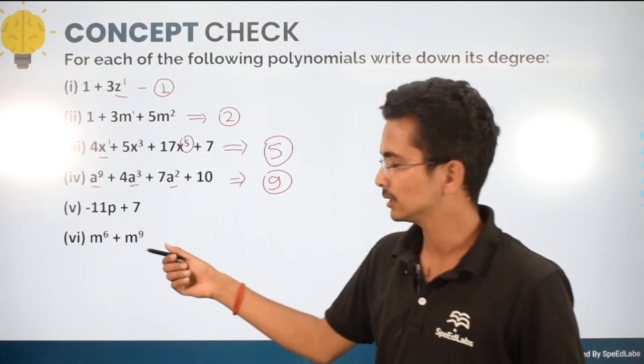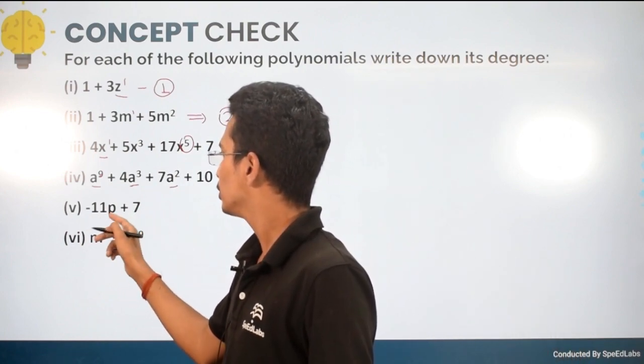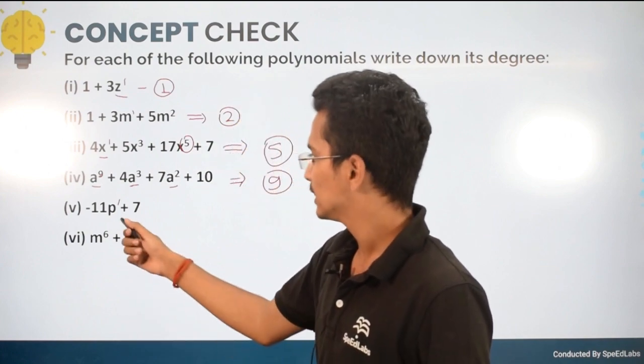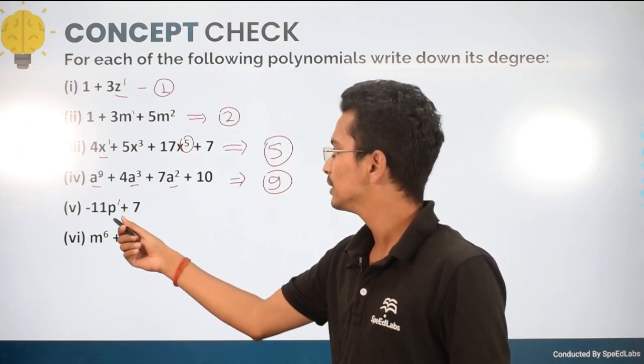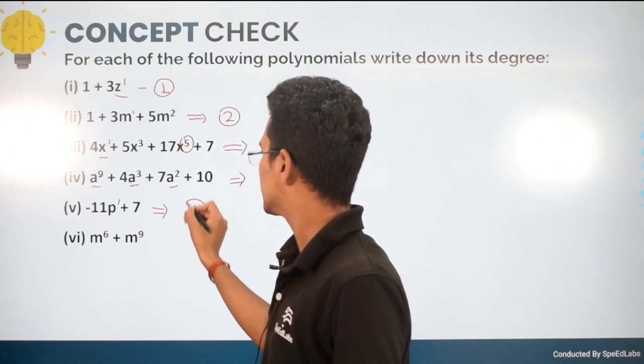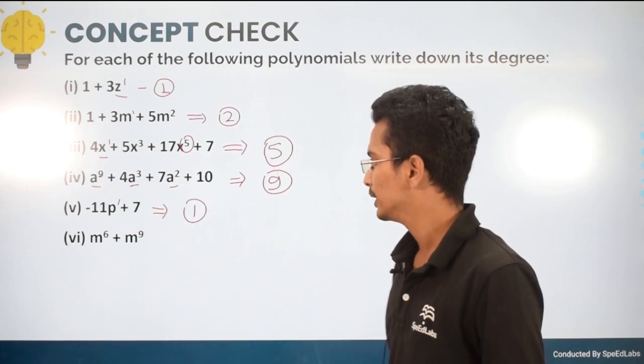In this equation, you can see it is also a polynomial in P. Here the power of the variable P is 1 and there is only one variable, so it will be the highest, and the highest power is 1. So the degree of this polynomial will also be 1, right?